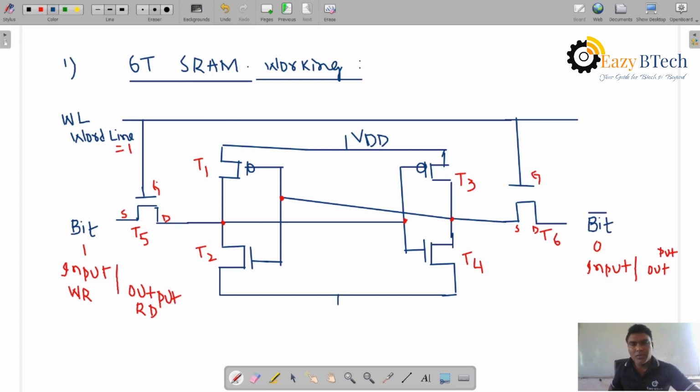Okay, if you see, this is a ground terminal, because the supply is connected, and the ground terminal, right? Let us see the working operations.